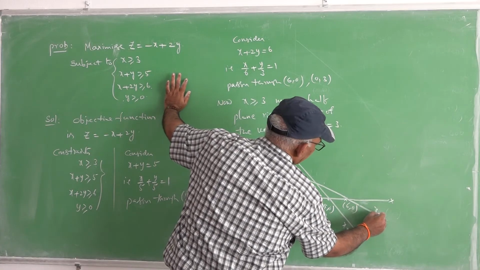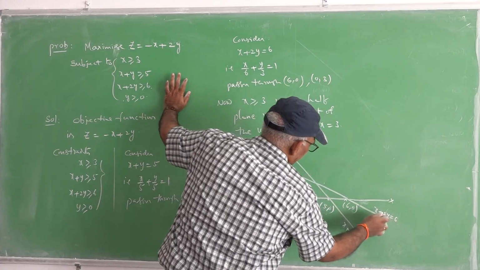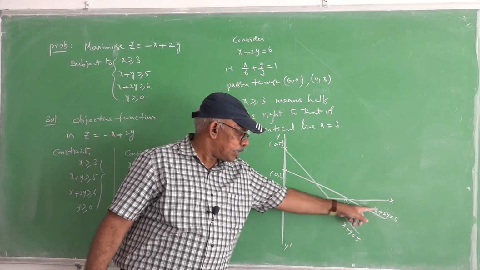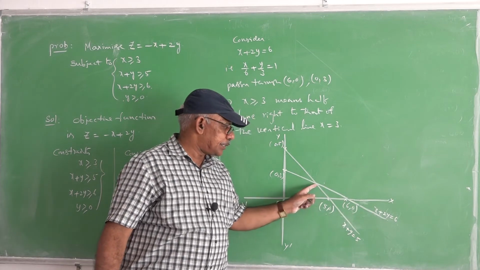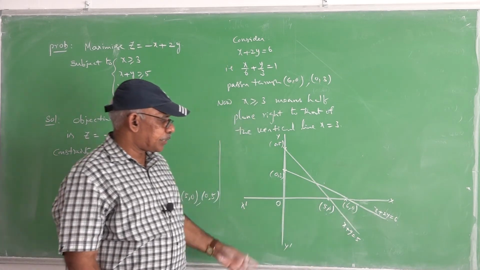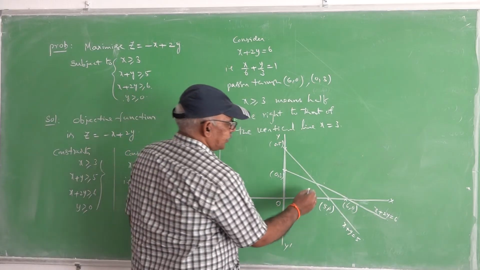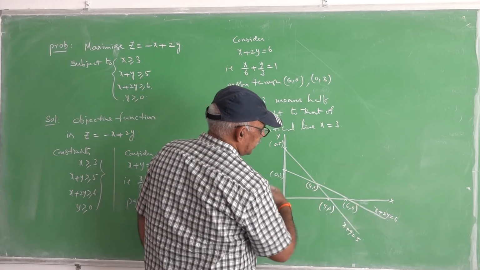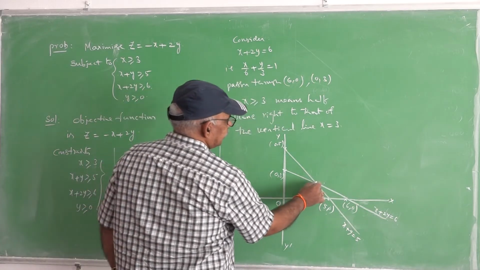x plus 2y equal to 6. Solving these two, we get this intersection point. Subtraction, we get y equal to 1. So taking y equal to 1, x equal to 4. This is the point 4 comma 1.